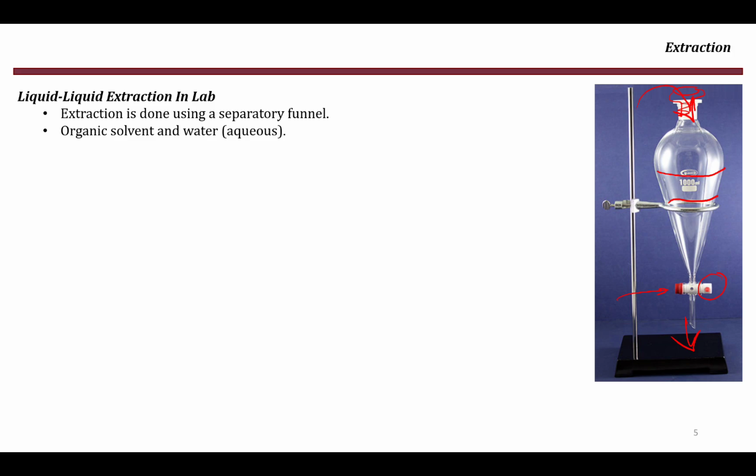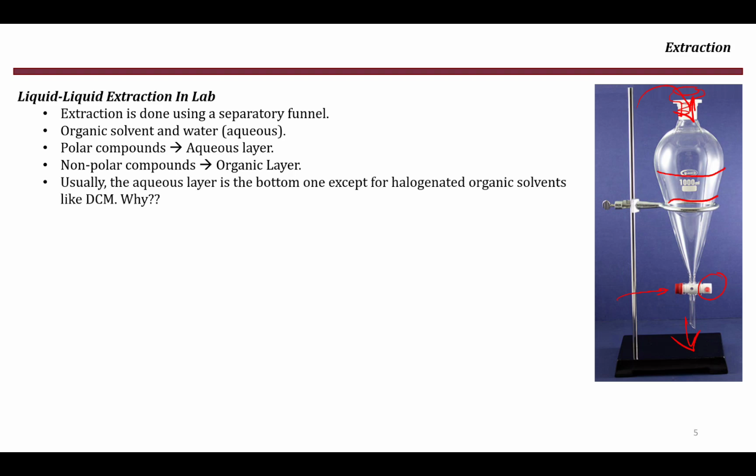So usually, as I said before, we have an organic solvent and water, which is the aqueous layer. Polar compounds will prefer the aqueous layer because it's more polar. Non-polar compounds will go to the organic layer because it's less polar. Usually the aqueous layer will always be the bottom layer, except if we are using halogenated organic solvents like dichloromethane. In this case, dichloromethane and other halogenated solvents will have a higher density than water, and that's why they will go down.